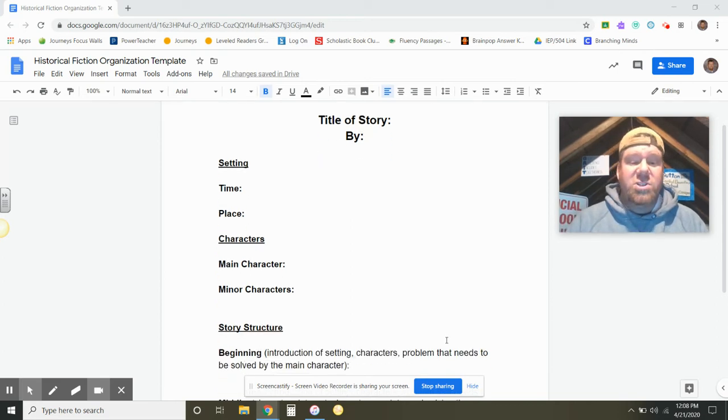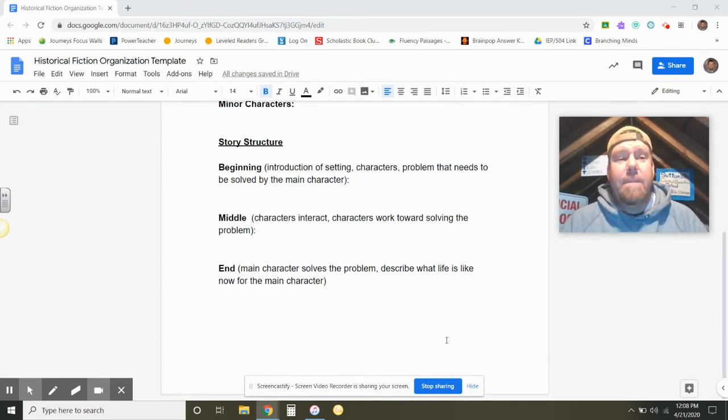Okay. So for story structure, that is the main important part that I want you to work on today for your organization template, okay? For the beginning, I want you to jot down notes. You are not writing the entire story right now. What you're going to do is you're going to let me know what the introduction of the setting, the introduction of the characters, and the problem that needs to be solved by the main character might look like. You can do this in 2 to 3 sentences. Make it brief, but at least that gives you an idea of where you're going to start your story.